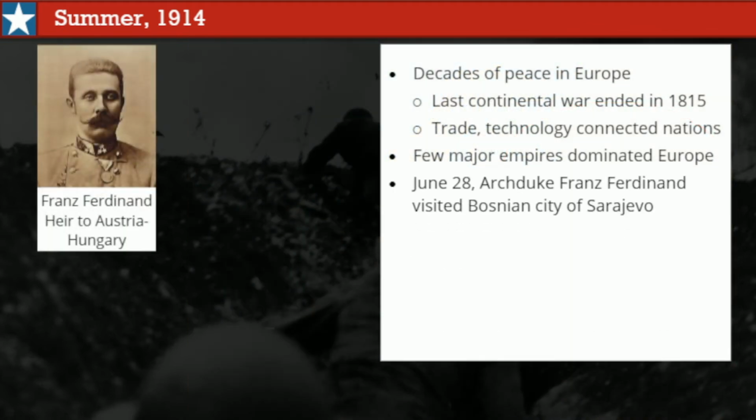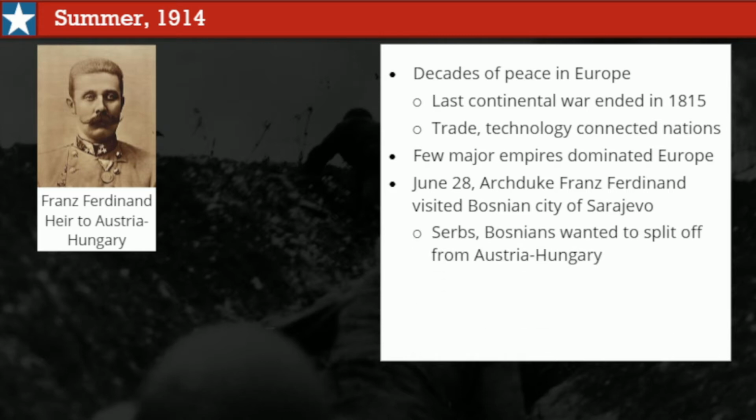On June 28, 1914, the Archduke Franz Ferdinand, heir to the throne of Austria-Hungary, visited the Bosnian city of Sarajevo, in the southeastern region of his empire known as the Balkans. Although Sarajevo was part of Austria-Hungary, many Serbs and Bosnians who lived in the region wanted to split off from the empire and join with the neighboring kingdom of Serbia.